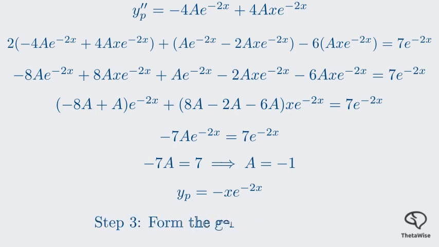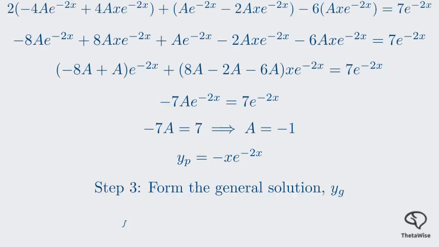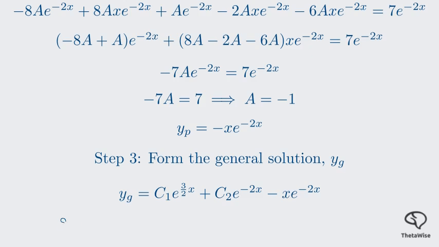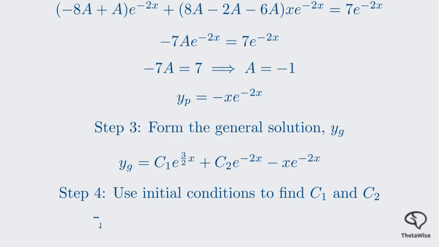Step 3. Form the general solution y_g. Combining our parts gives y_g equals c1 e to the power of 3/2 x plus c2 e to the power of minus 2x plus x e to the power of 2x. Step 4. Use initial conditions to find c1 and c2. Our conditions are y(0) equals 1 and y'(0) equals 2.